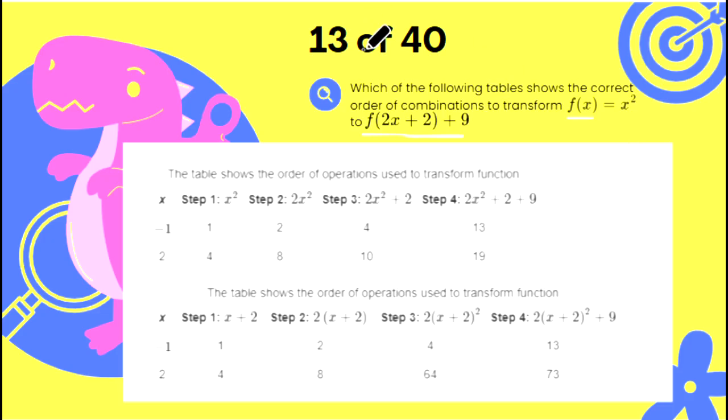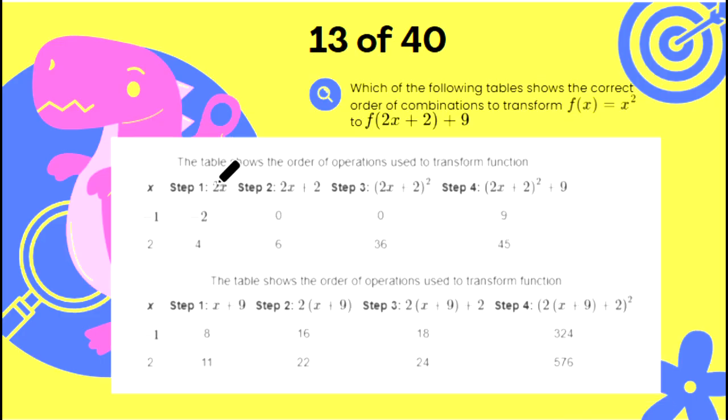Okay, so first let's look and see what happened to the x here. First we multiplied the x by 2. Parentheses come first, then exponents, then multiplication and division. So we've got parentheses that were already in. There are no exponents, so we need multiplication and division next. So we need to multiply this x by 2. So step 1 is not going to be x squared. Step 1 is not going to be x plus 2. Step 1 is going to be 2x, so we already know it's going to be this one.